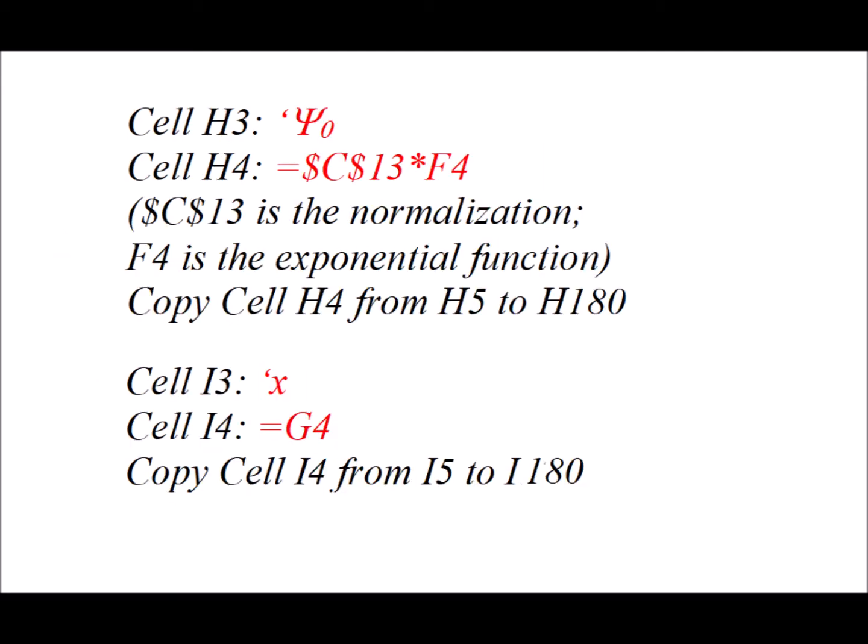Then in cell H3, we put the label psi sub 0, so that's the lowest energy eigenfunction. In cell H4, we have a formula, which is just multiplying the normalization times the exponential value. For this one, the Hermite polynomial is just 1, so it's implied. Then we copy cell H4 from H5 to H180. Then in cell I3, we put the label X. In cell I4, it's equal to G4, and then we copy cell I4 from I5 to I180.